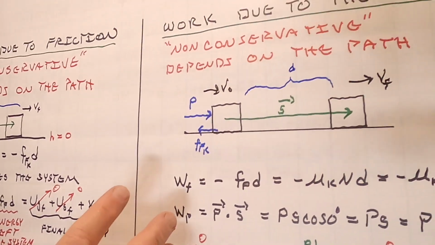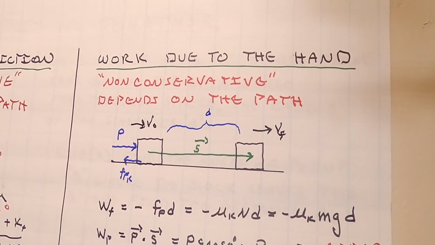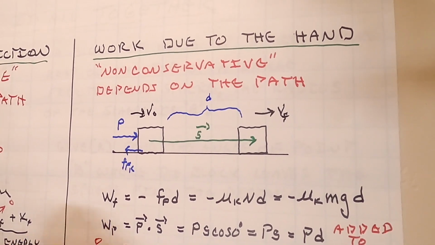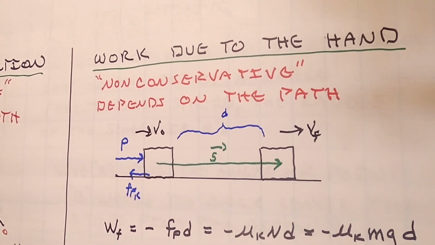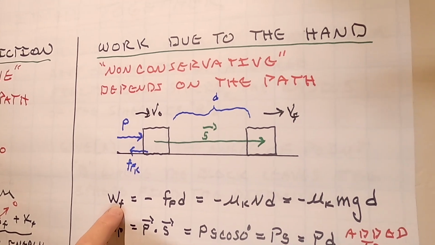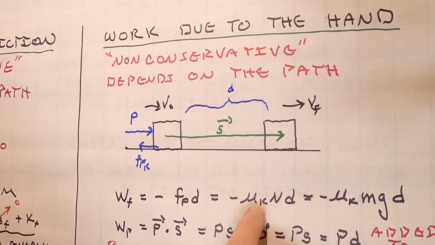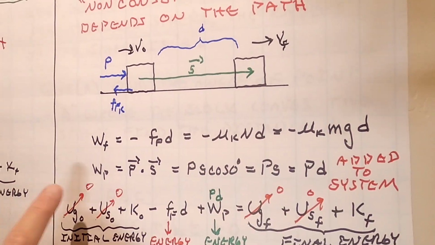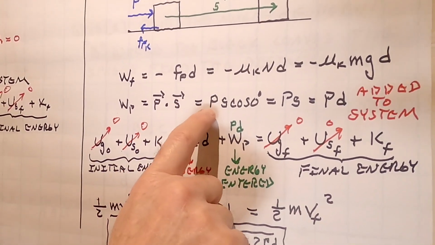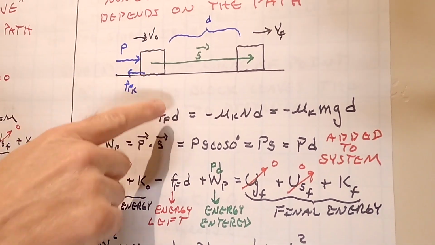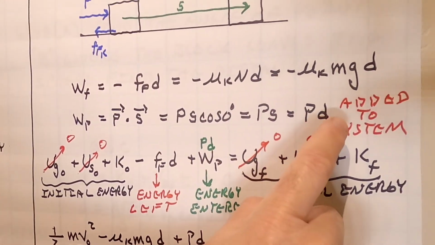Well, let's say we have work due to the hand and friction. Let's say you're going to push on this thing with your hand with a nice constant push right here. Now, your hand force is also non-conservative, and it depends on the path. Now, first of all, we already calculated what the work due to friction is. It's the same as this one over here. It was minus the friction times the distance. And the friction was mu_k N, and N was mg. But now we also have the work due to the hand force right here, which is P dot S. And so it would be P dotted with the distance. Well, the angle between them is 0 degrees. And so it would just be P times d.